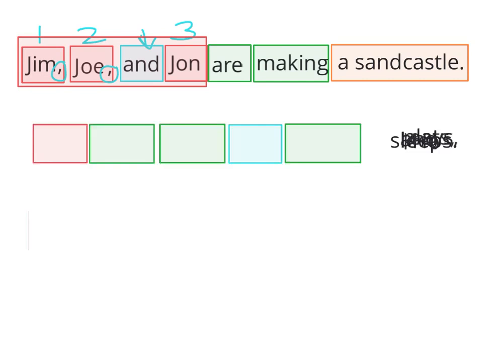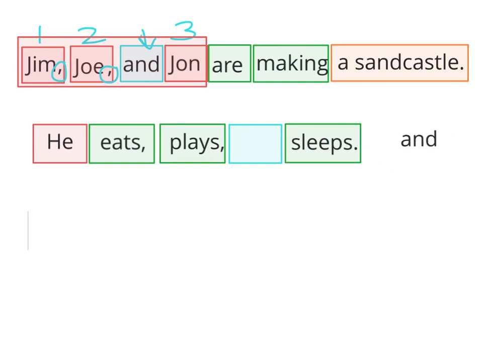Let's look at our next sentence. We have our boy, he. What is he doing? He eats. What else does he do? He plays. And now we're going to have him do one more thing. We're going to say he also sleeps. So we are going to say that this boy eats, that's a verb, that's something that he does. He plays, that is also a verb, it is something that he does. And he sleeps, that is also a verb, it is something that he does.